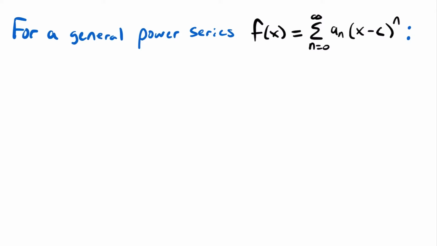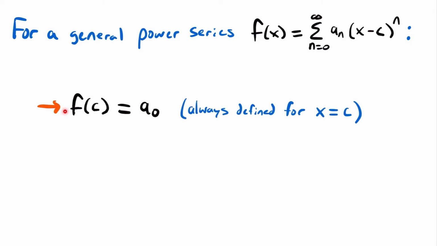The first thing is that for a general power series that represents a function, the value of the function when x equals c is just going to be equal to the term a sub 0. Because when x equals c, this quantity right here will be c minus c, and so we would have 0 to some power, but 0 to any power is just going to be 0. And so all of the terms after the first term are just going to be 0, and so when you evaluate the function at x equals c, you're just going to get a sub 0.